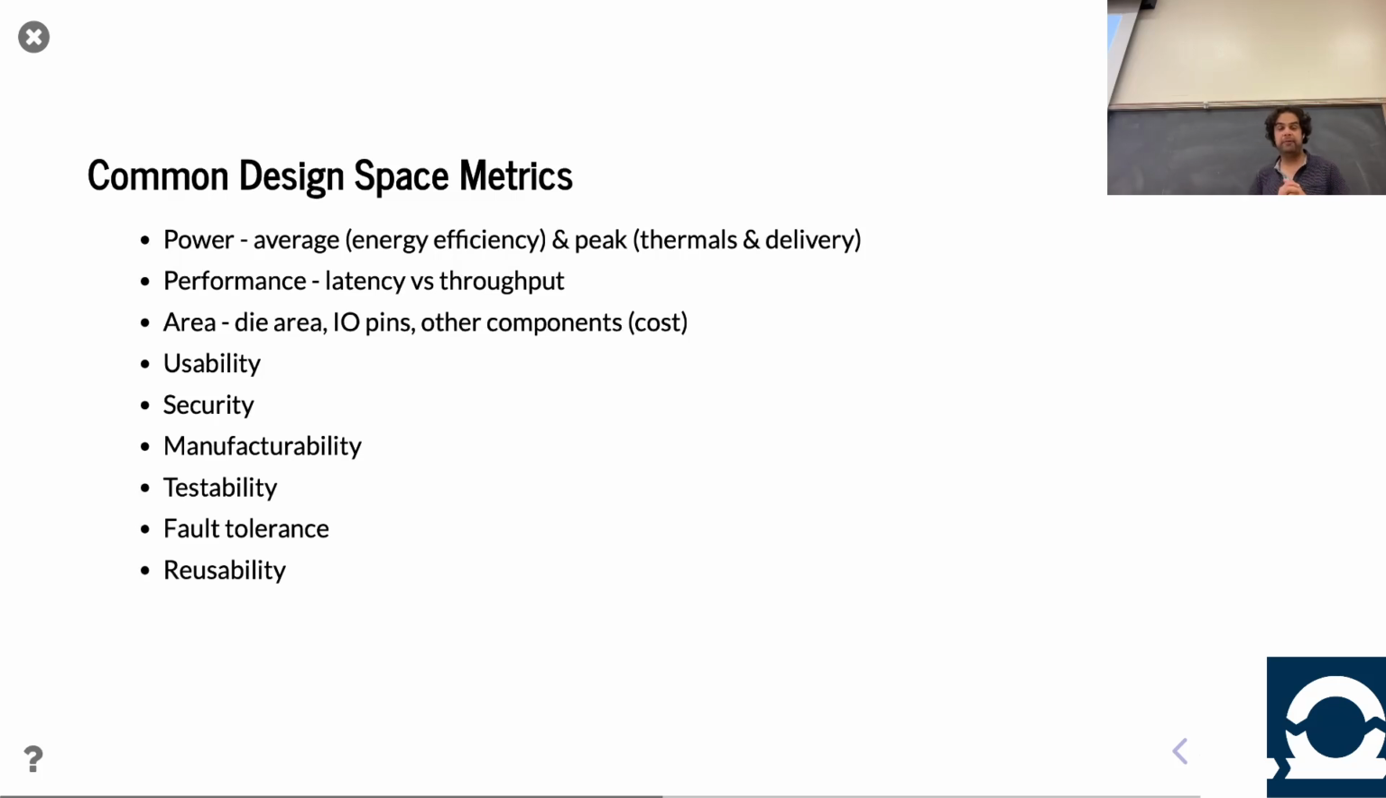Are there any metrics people can think of that maybe we forgot to put on this list? I can think of at least one newer one.